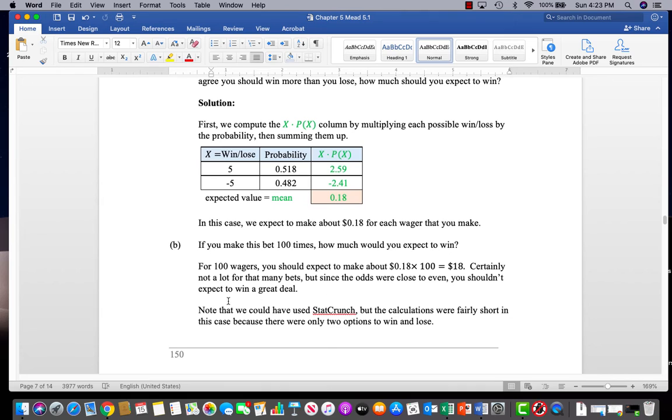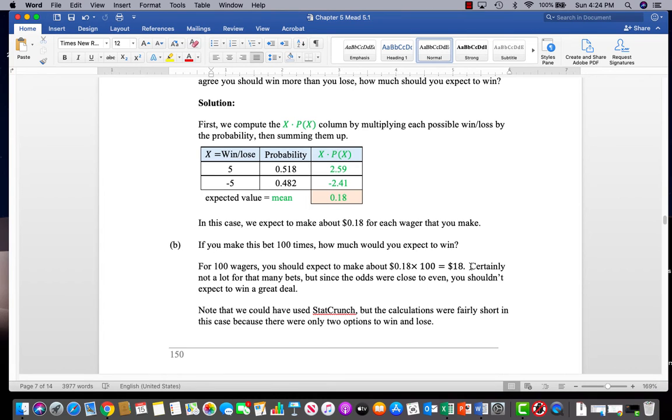So for part B, if you make this bet 100 times, how much would you expect to win? Well, you're often going to win. You're going to lose a little bit less often than you win, but you're still going to lose 48% of the time. So you're only going to make about the expected value, which is 0.18, 18 cents, times 100 bets would be $18. So you're going to come up about $18 ahead.